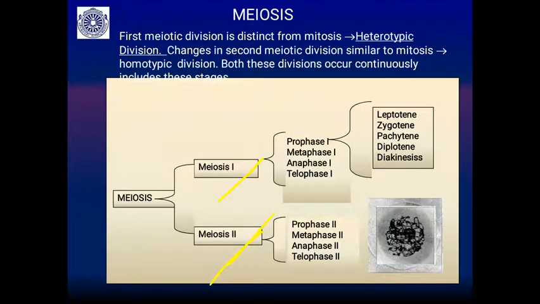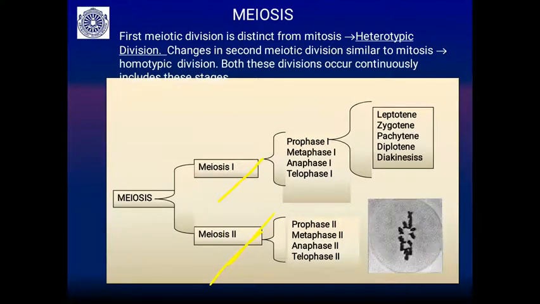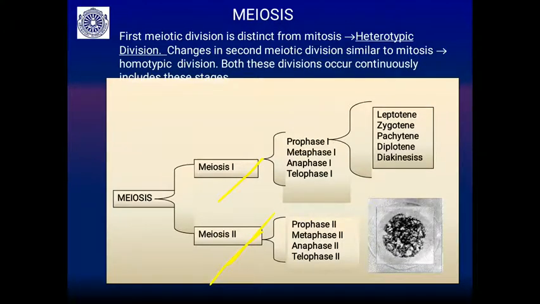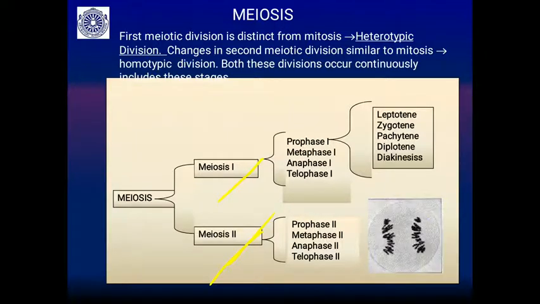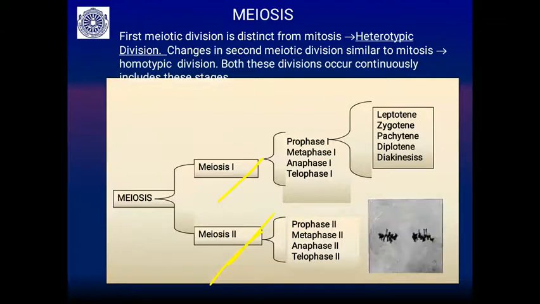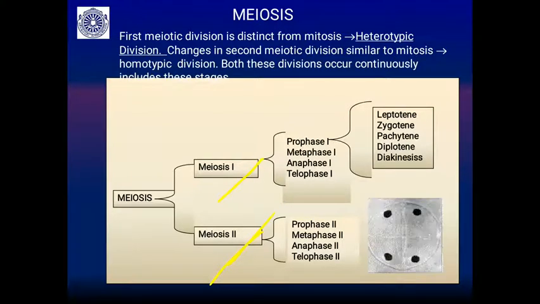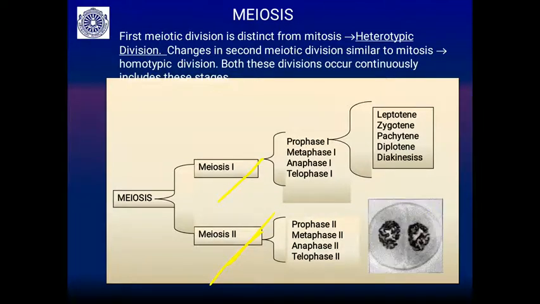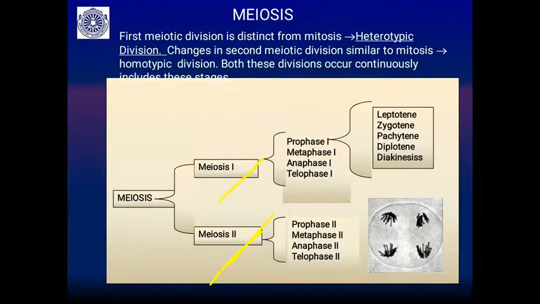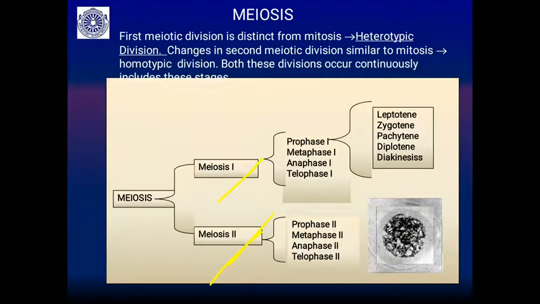Here the prophase first is the longest stage in meiosis. Sometimes in case of amphibia, it may span about 1 to 2 years. In case of human females, it may take many years. So the changes that occur in the cells during prophase are significant, and it is divided into leptotene, zygotene, pachytene, diplotene and diakinesis. So in this you will be able to find the stages of meiosis.